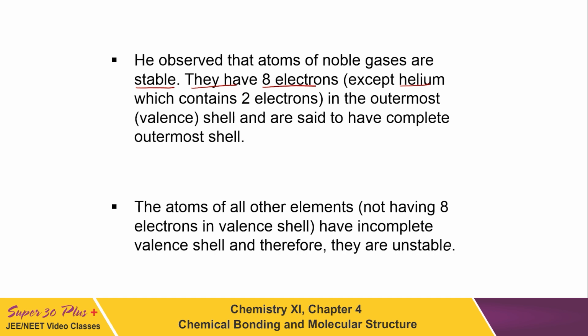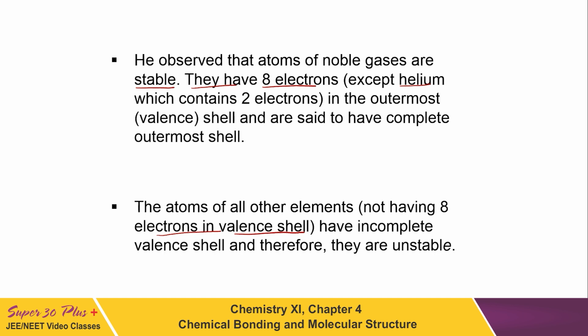The rest of the inert gases have 8 electrons in the outer shell, but not helium. So the atoms of all other elements do not have 8 electrons in the valence shell. Now, it is not necessary. Do you think that it is necessary that all atoms will have 8 electrons in the outer shell? No. Some will have less than that and some will have more than that.